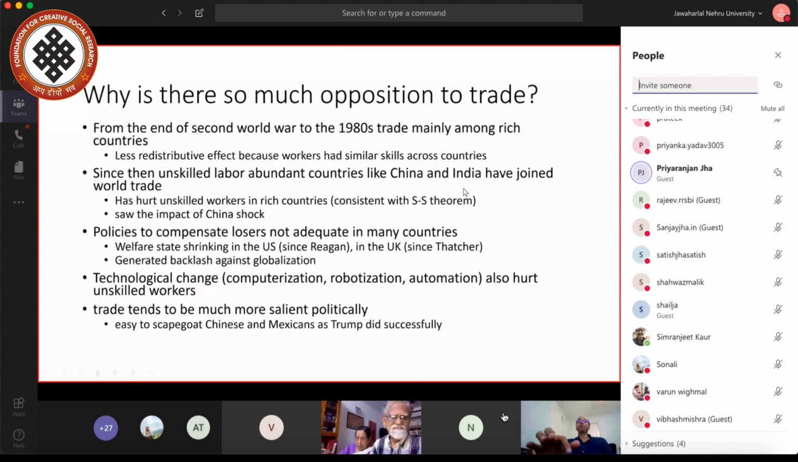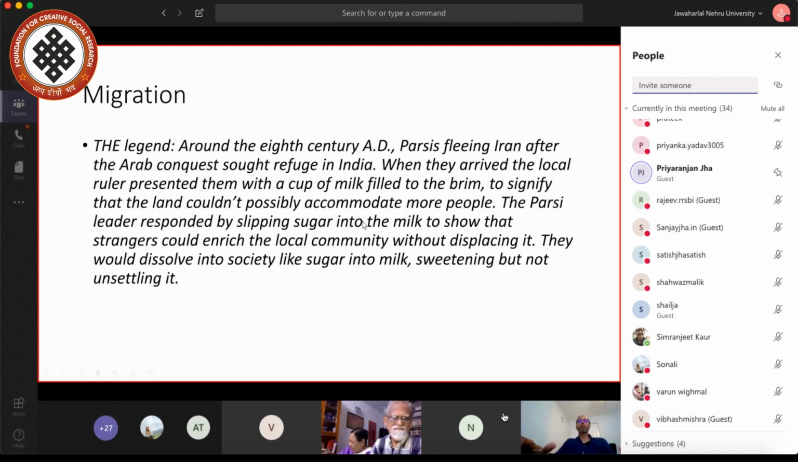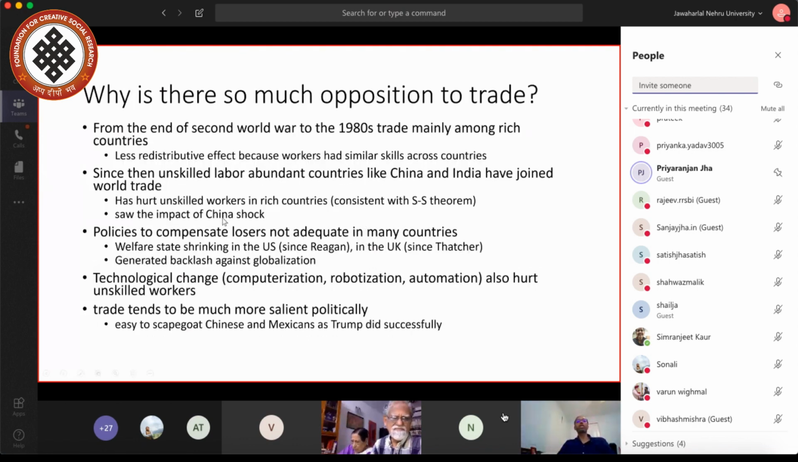However, since then, giant labor-abundant countries like China and India have joined world trade, and that has hurt unskilled workers in rich countries, which is consistent with the Stolper-Samuelson theorem and the things that we were talking about in terms of rising inequality in the US and other developed countries. And we also saw the impact of the China shock, an adverse shock on local labor markets. So there is evidence that imports from these labor-abundant countries have hurt workers in the developed countries.